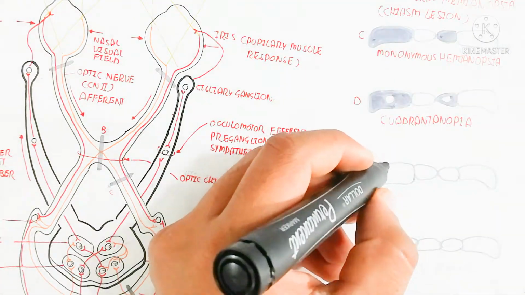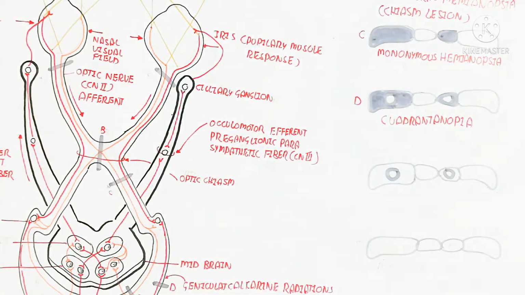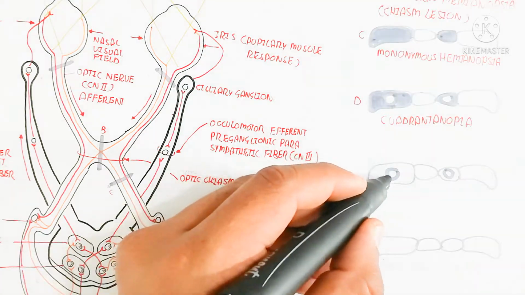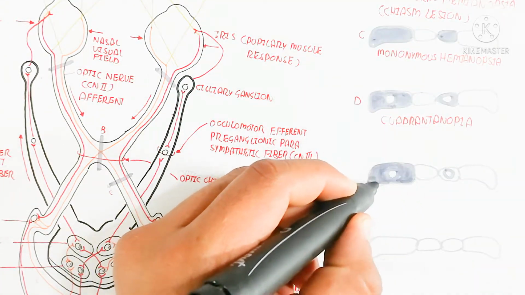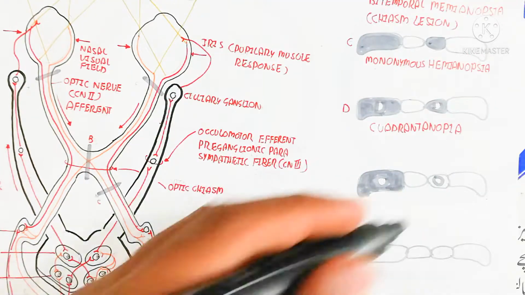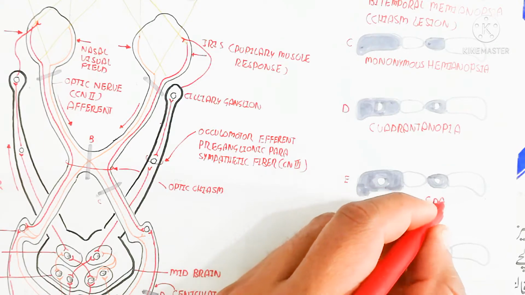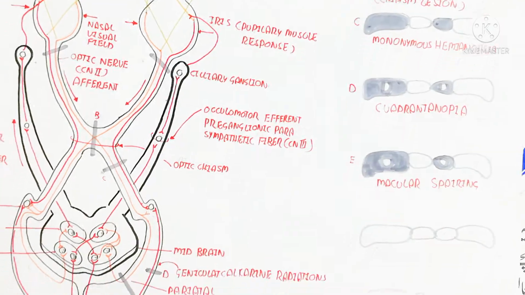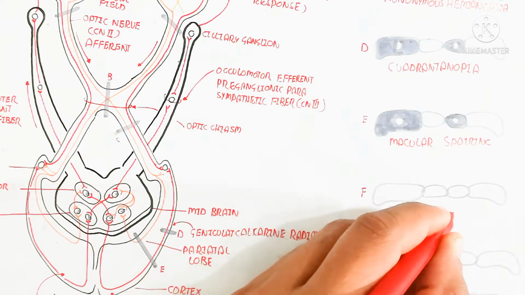So here is the quadrantanopia, which will lead to the central vision being damaged. So the central vision will be maintained, while the peripheral region will be damaged. So this you can see in this diagram. So the white color shows the vision while the rest is blindness. So here is the macular sparing.